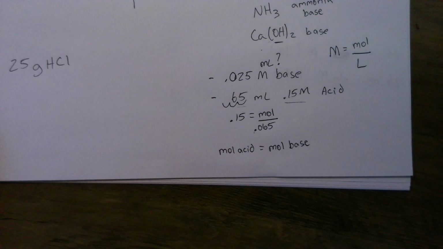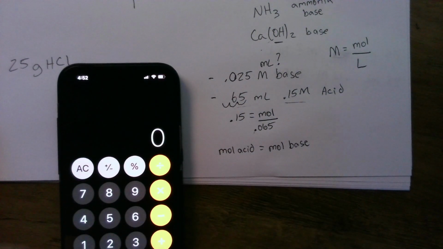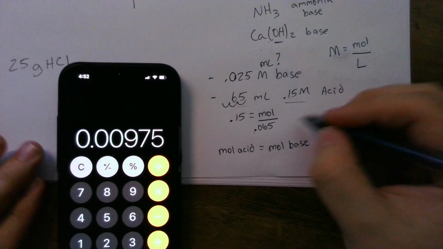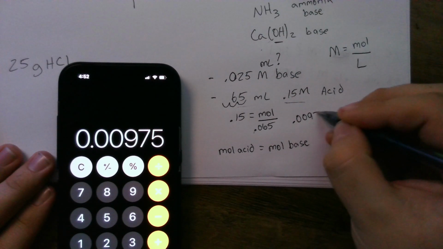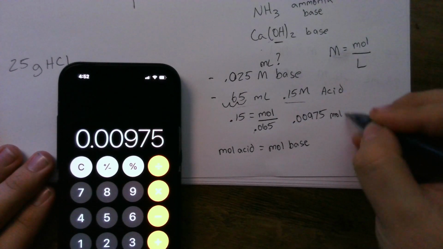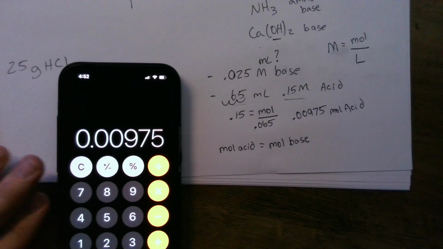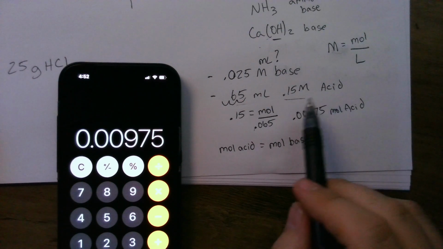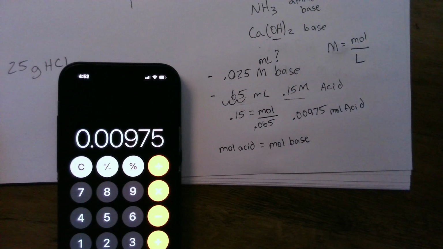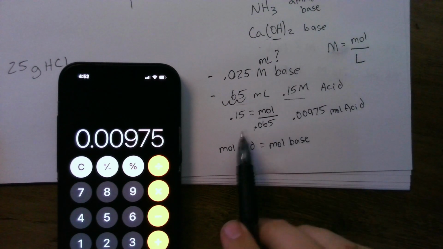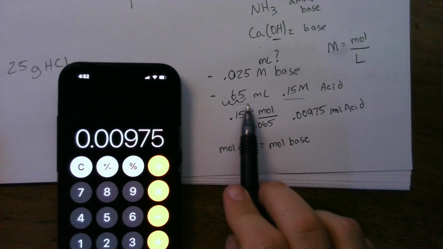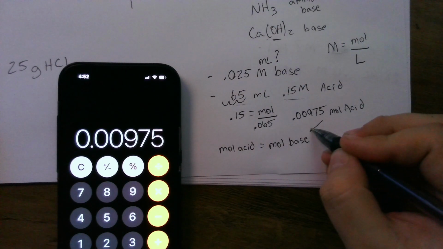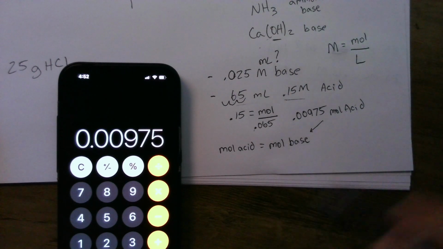And then I'm going to pull out my calculator, do 0.065 times 0.15. I know I have exactly this many moles of acid. And I'm just calling it acid. It's generic. It doesn't matter which acid I have. Okay? So that's exactly the amount of acid I have in my situation. This is how strong it was. This is how much I had. I use that to find how many moles of it there are. And then that also tells me how many moles of base.